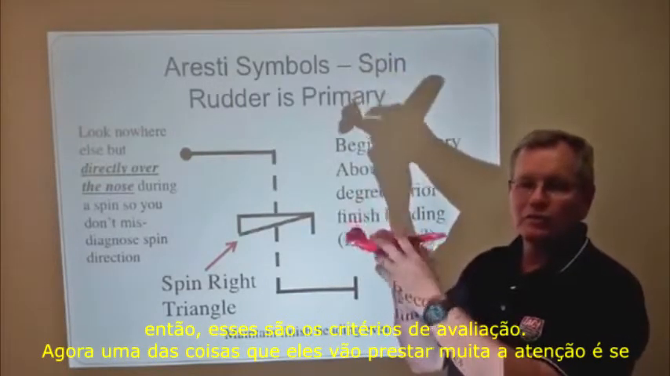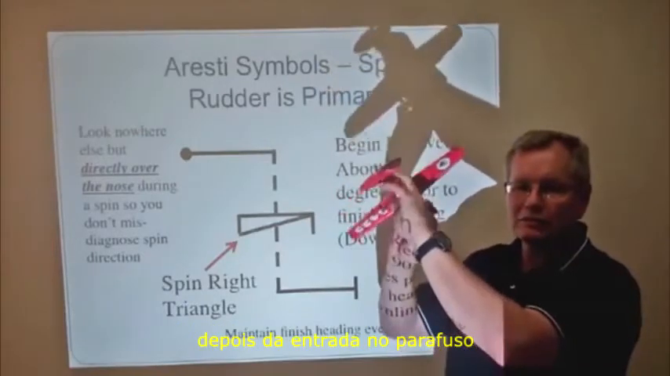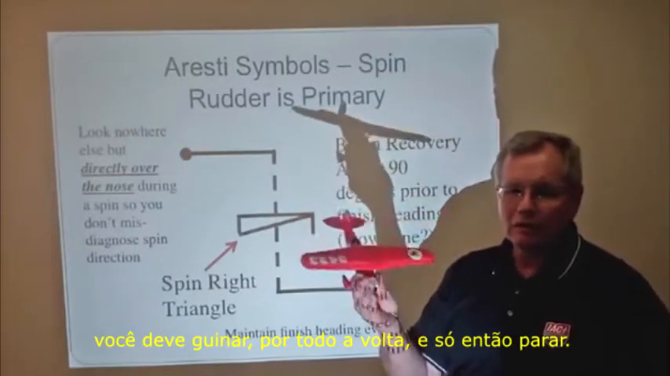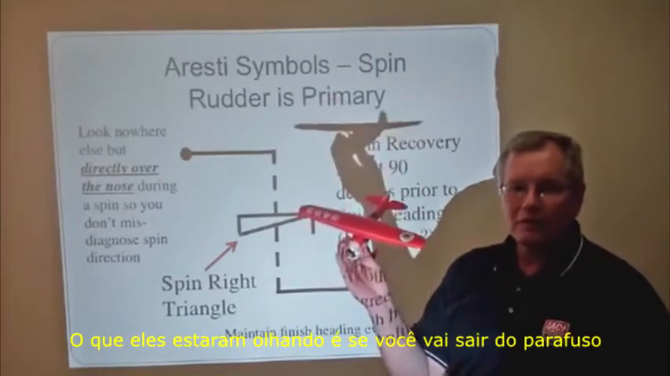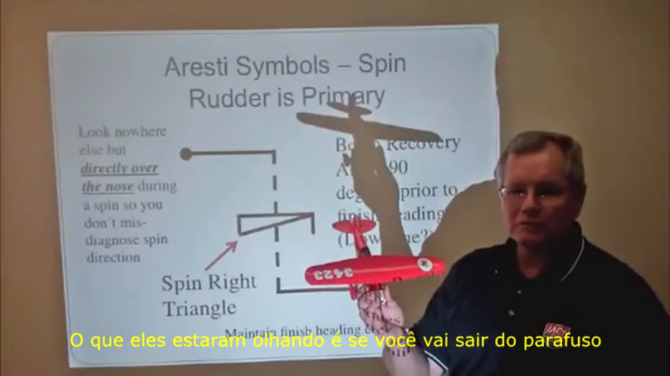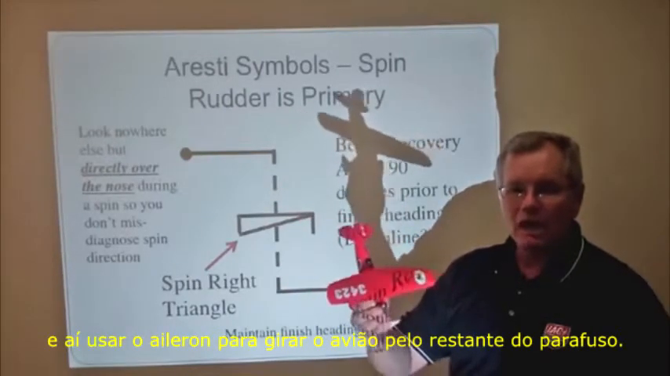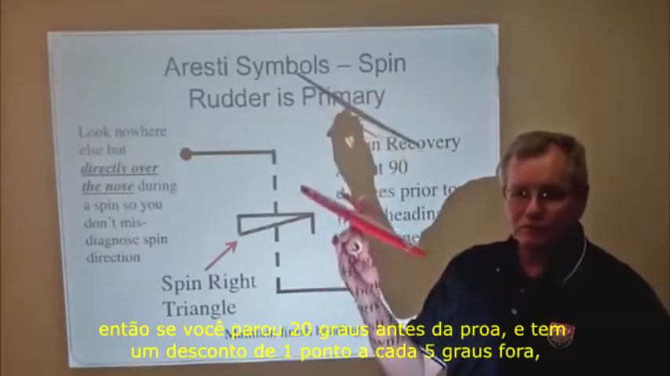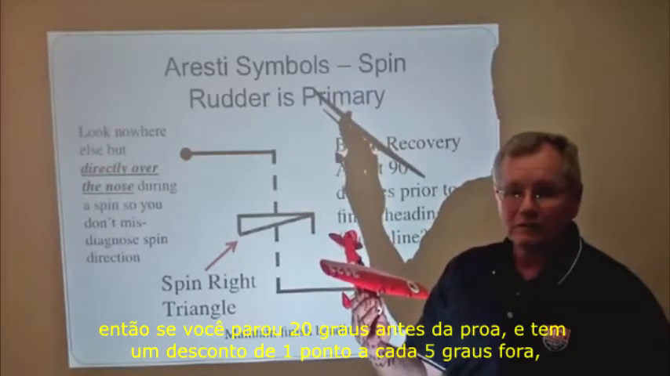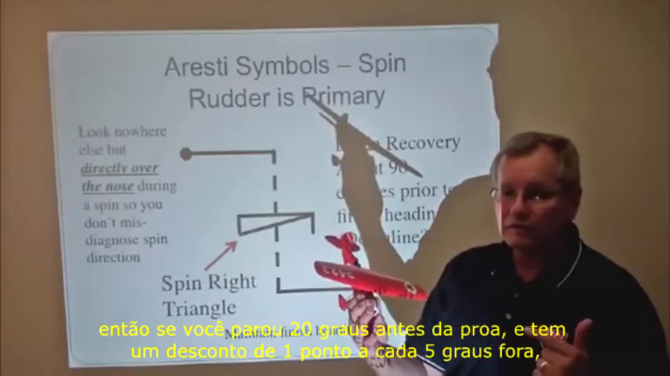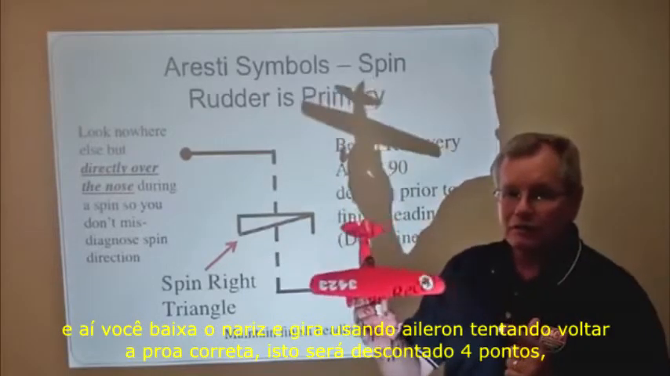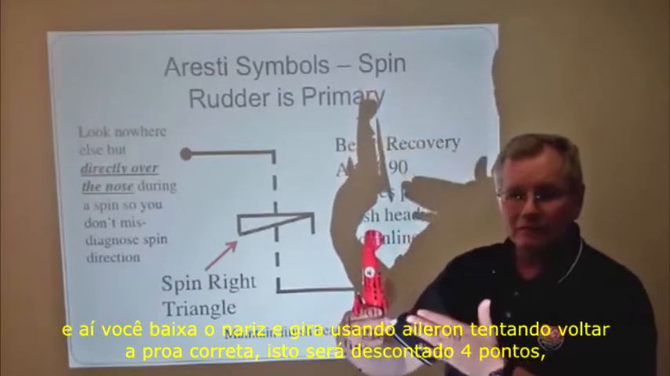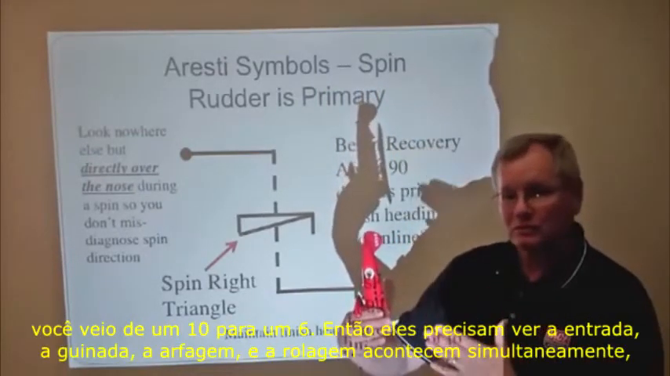Now, one of the things that they're going to be looking for heavily is that after the spin enters, it must yaw all the way around and then stop. What they're watching for is that if you come out of the spin and then aileron the nose around for the rest of the spin. So if you stopped, say, 20 degrees early, and there's a point off for every 5 degrees, and then you just drop the nose and did a roll to try to get back on heading, that's going to be 4 points off. So you went from a 10 to a 6.